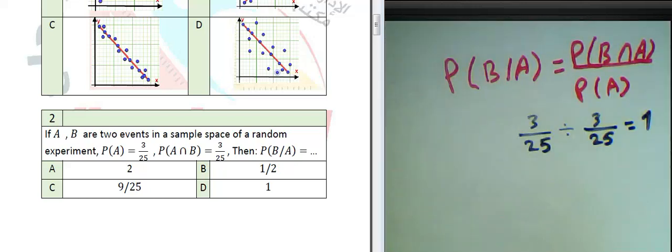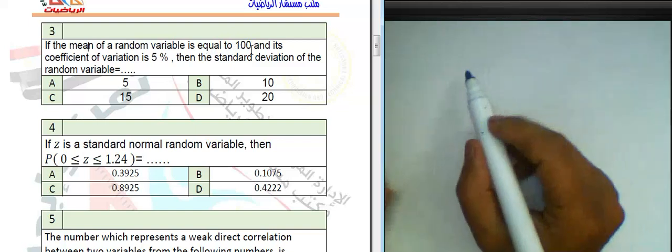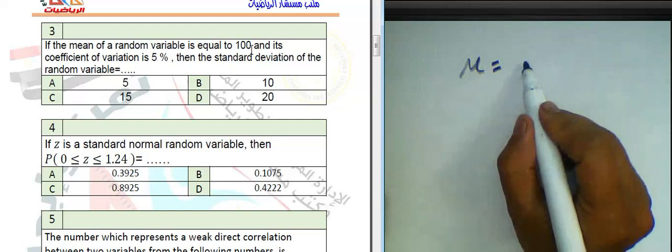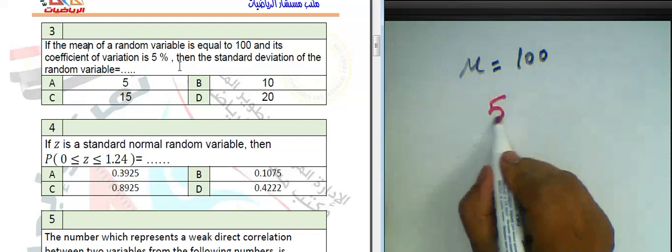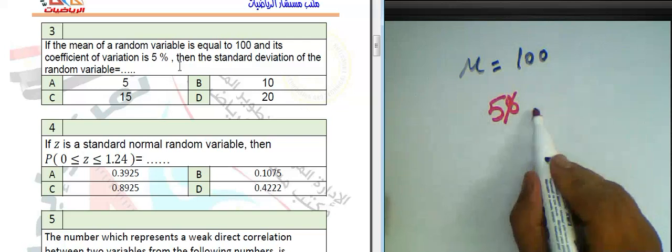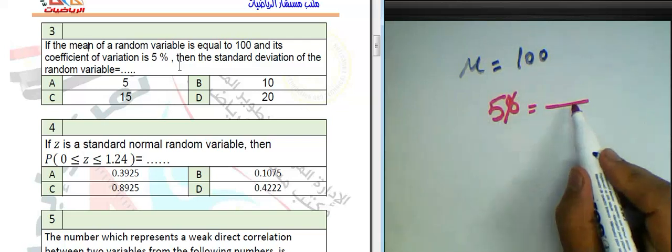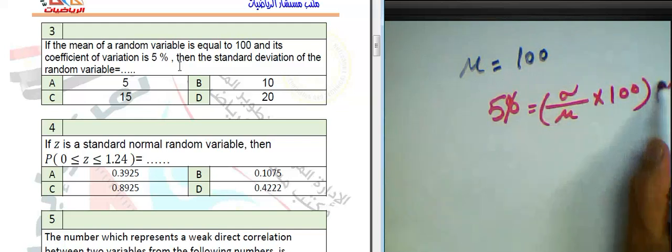Choose letter D. Question number 3. If the mean of a random variable is equal to 100, he gives us the mean, mu equals what? Equals 100, and its coefficient of variation is 5%. Okay, we know 5% here, its coefficient of what? Coefficient of variation 5%. It equals sigma over mu multiplied by 100 percent.